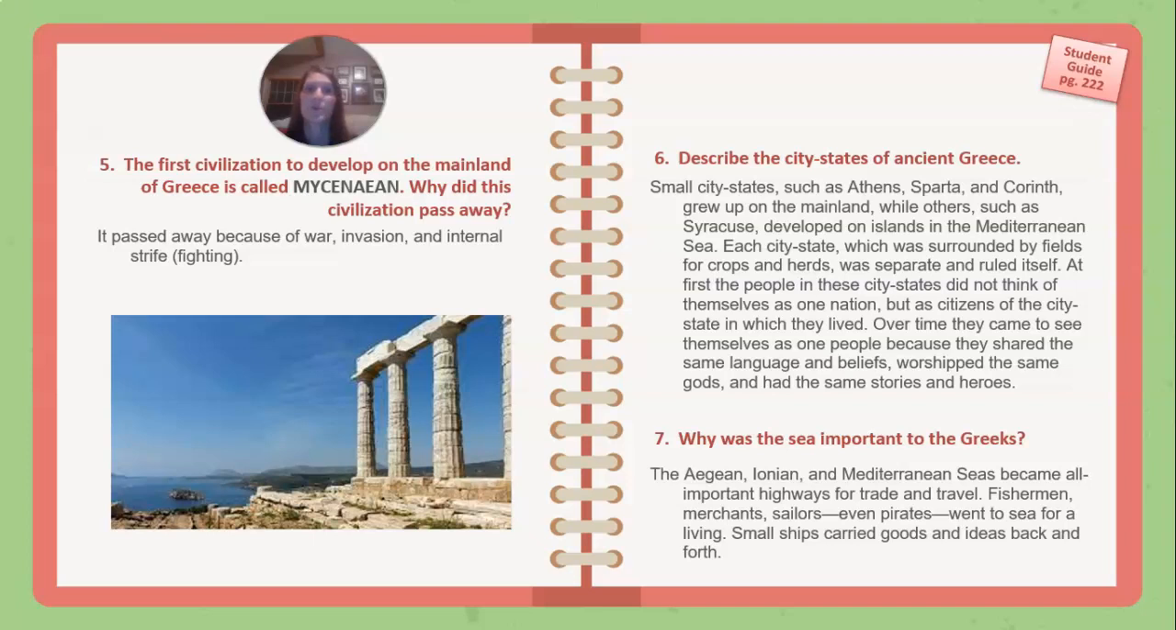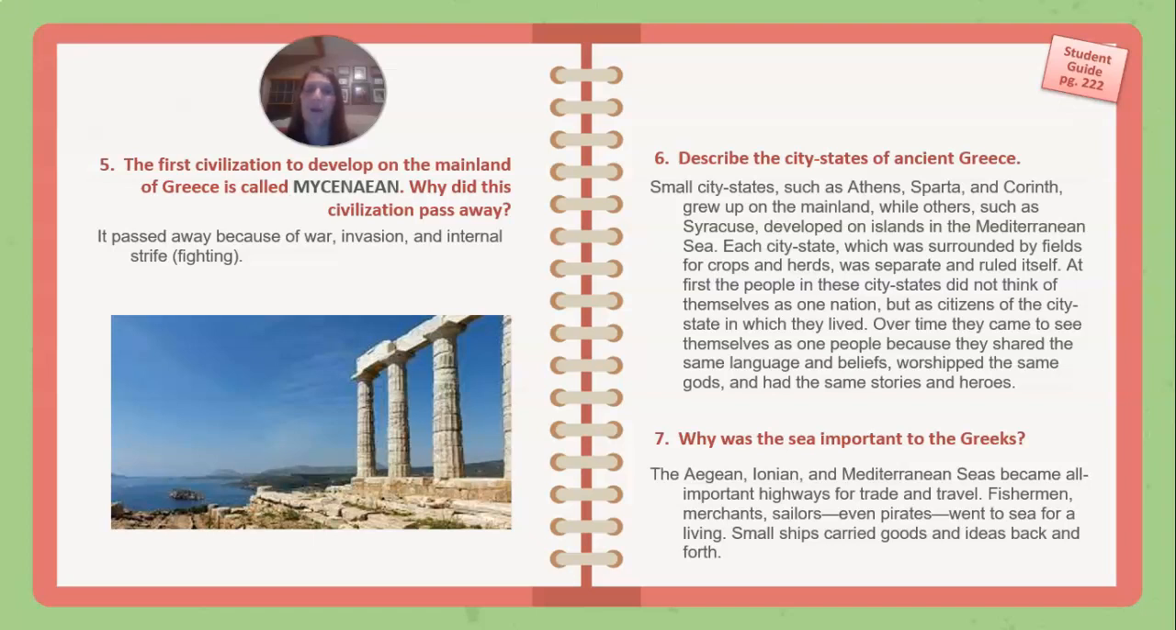Each city-state, which was surrounded by fields for crops and herds, was separate and ruled itself. At first, the people in these city-states did not think of themselves as one nation, but as citizens of the city-state in which they lived. Over time, they came to see themselves as one people because they shared the same language and beliefs, worshiped the same gods, and had the same stories and heroes.